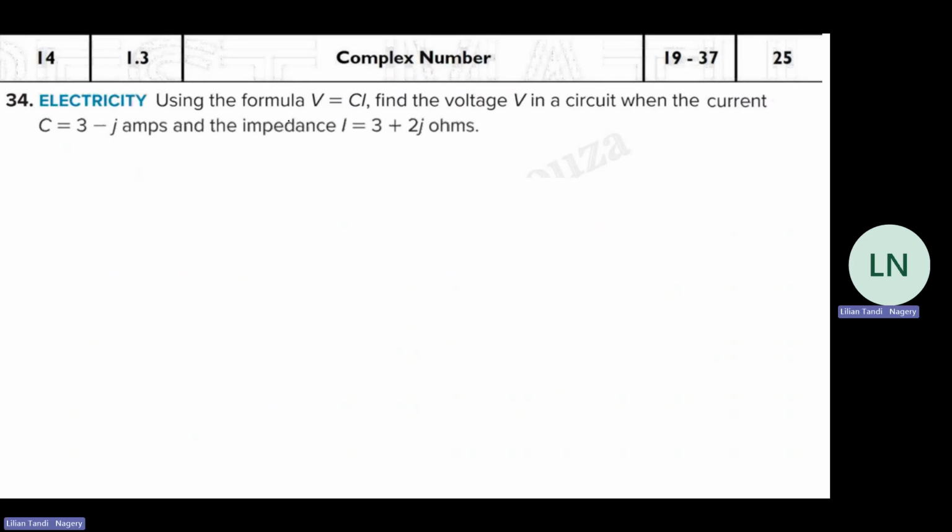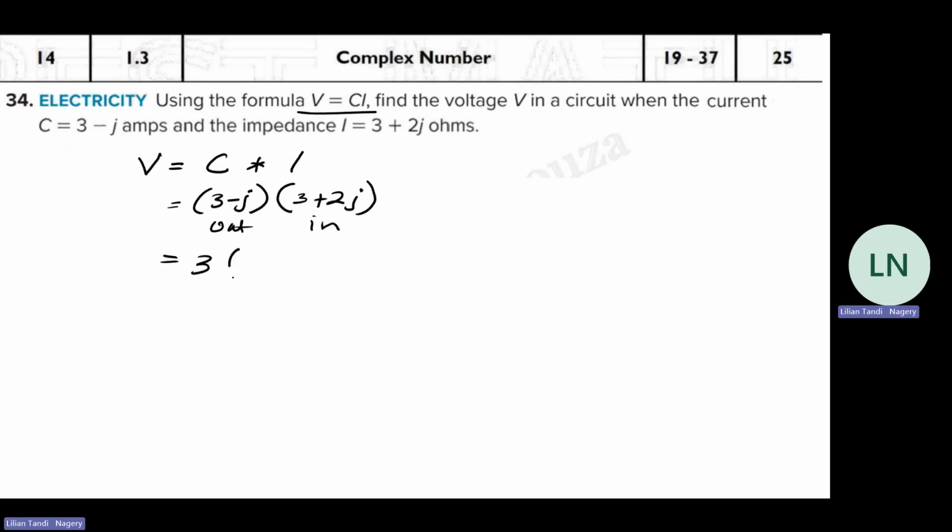Okay? In this question, they're saying using the formula, so you're multiplying. V equals I times Z: the voltage equals the current times the impedance. Your current is 3 minus j, and you're going to multiply with the impedance, which is 3 plus 2j. You're going to treat your j as your imaginary number. Okay? So this is out, this is in. And then you're going to do here negative j.